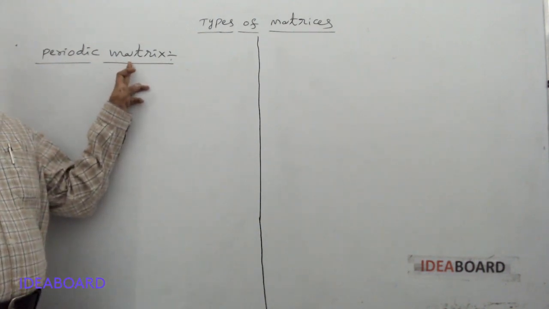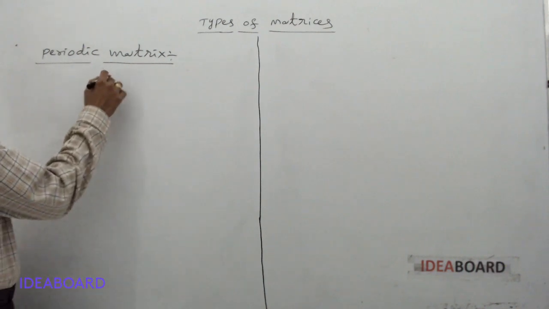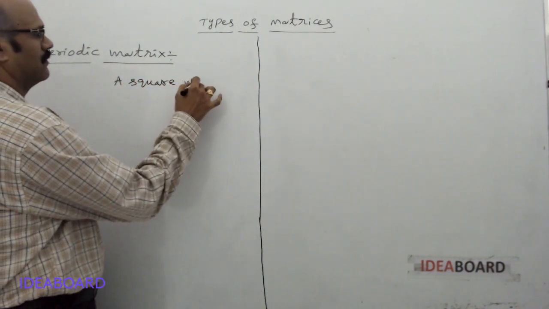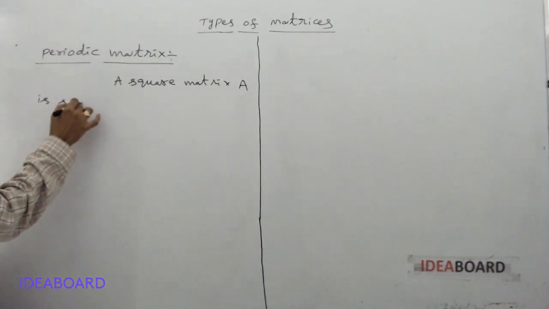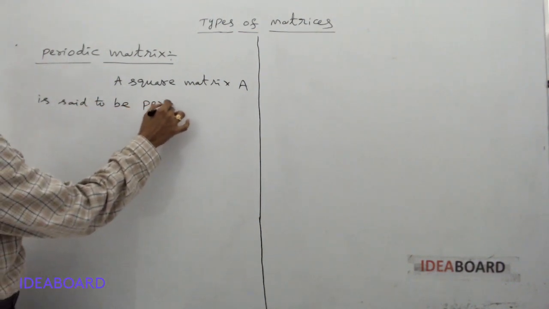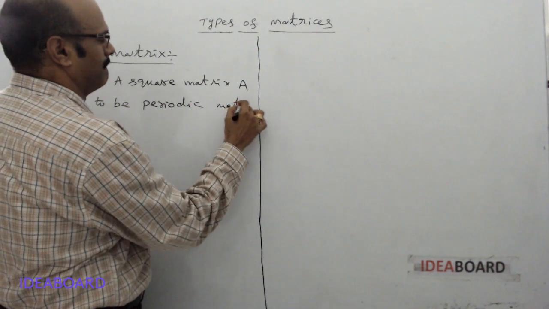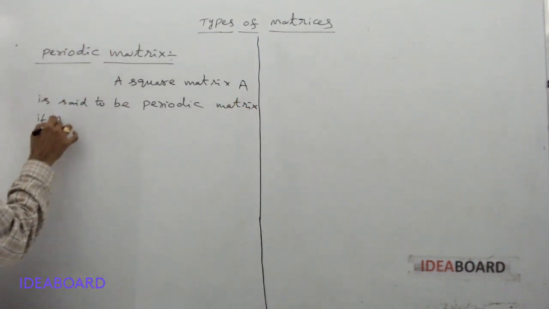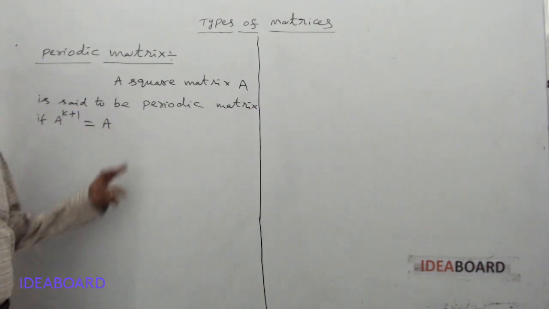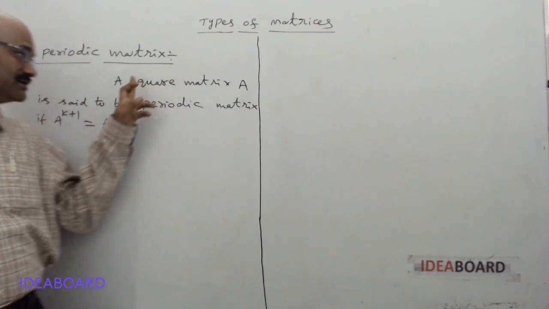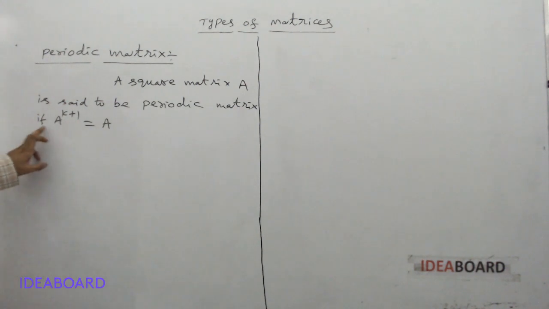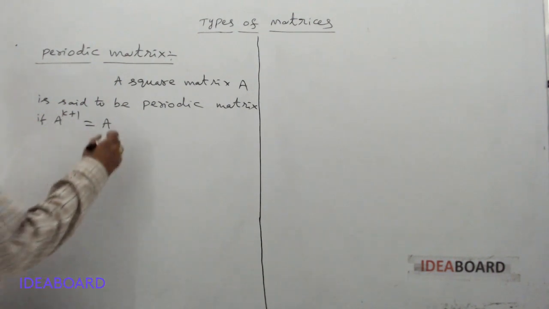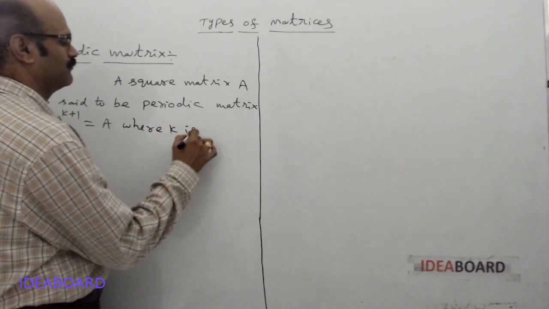Next, periodic matrix. A square matrix A is said to be a periodic matrix if A power k plus 1 equal to A. The definition of periodic matrix is a square matrix A is said to be a periodic matrix if A power k plus 1 equal to A. Here k is a positive integer.